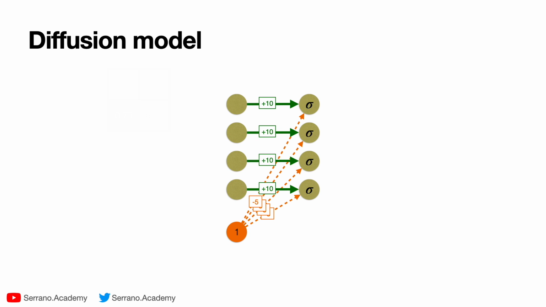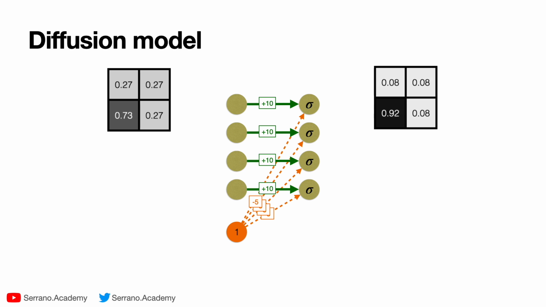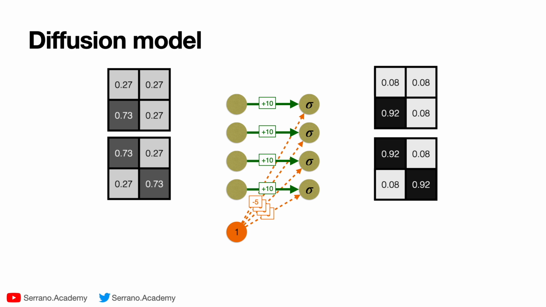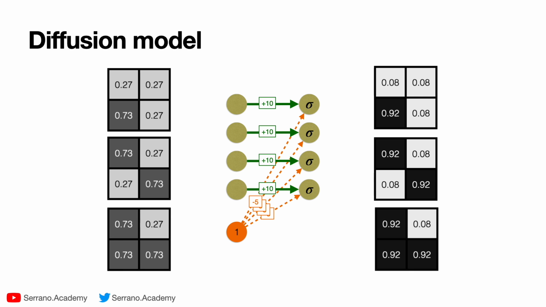Now let's see how it works. For the image of a ball, it has this image over here, 0.27, 0.27, 0.73, 0.27. And as you've seen, that goes to 0.08, 0.08, 0.92, and 0.08, which is a much crisper image of that ball. The bat goes to this image over here, which is a much crisper image. And the ball and bat goes to this image over here, which is much crisper.